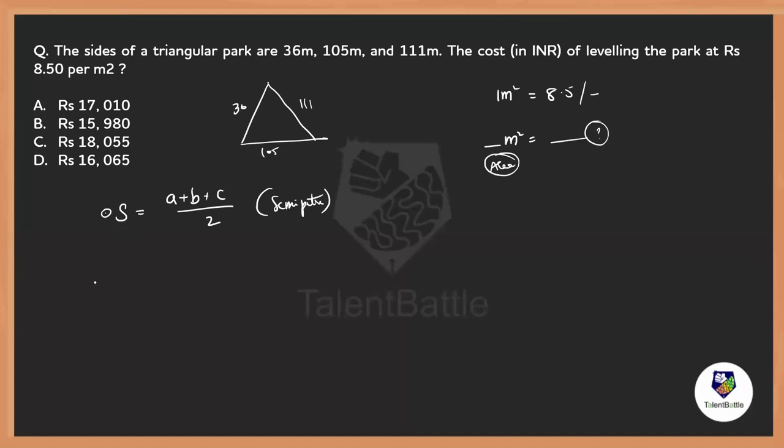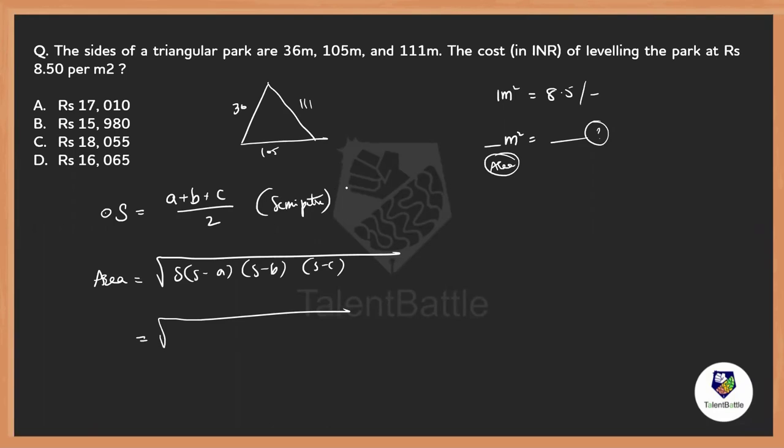Now, the area of any triangle with sides given, we can use the square root of S into (S minus A) into (S minus B) into (S minus C). So this is the formula, called Heron's formula, that we'll use to answer these questions. So S is how much? (36 plus 105 plus 111) by 2, going to give you how much, everybody? If you check, that will give you 126 meters, right? So 126 into (126 minus 36), (126 minus 105), and (126 minus 111).